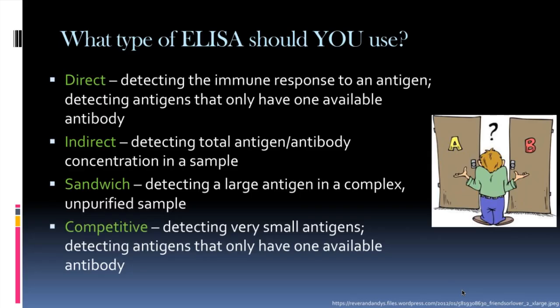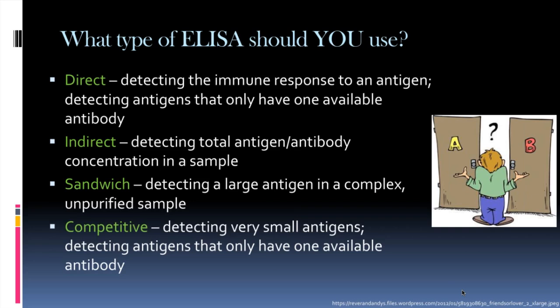The direct ELISA is best used when you are detecting an immune response to an antigen, just what is the antibody binding like to a specific antigen? If you're also detecting antigens that only have one available antibody because of limited research, for example, the direct ELISA is the best to use because you only need one antibody binding to that antigen. In indirect ELISA, it's best to use that if you are detecting the total amount of antigen or antibody concentration in a sample.